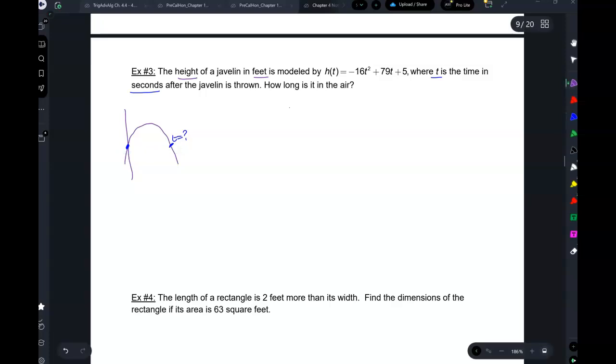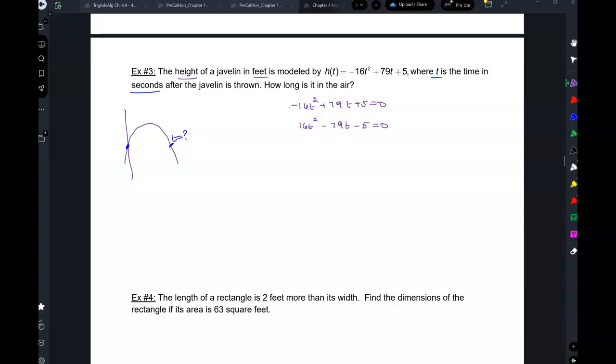So now, let's see. What we're going to do is h of t is equal to 0. So negative 16t squared plus 79t plus 5 is equal to 0. Now, guess what? We need to factor this. Okay? So first, I hate having a negative in my a. So I'm going to divide everything by a negative, which means this is going to be 16t squared minus 79t minus 5 is equal to 0. Okay?